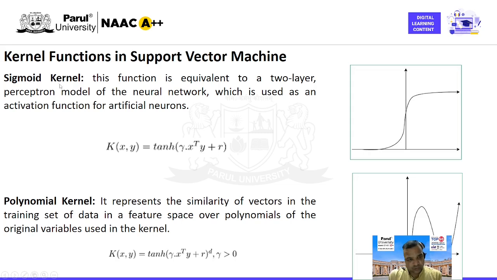Next one is the sigmoid kernel. This function is equivalent to a two-layer perceptron model of the neural network, which is used as an activation function for the artificial neuron.